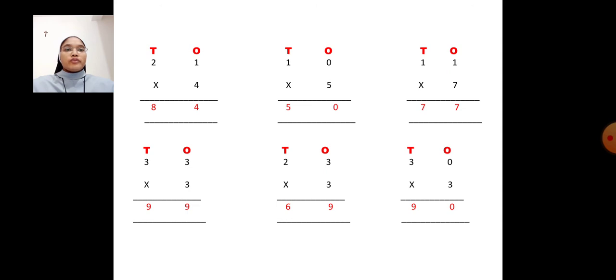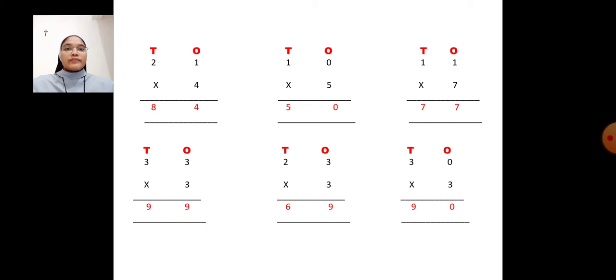30 into 3. When we multiply 3 into 0, answer will be 0. And 3's table we have to say 3 times. 3 3's are 9. In tens place you have to write answer 9. 30 into 3. Your answer will be 90.